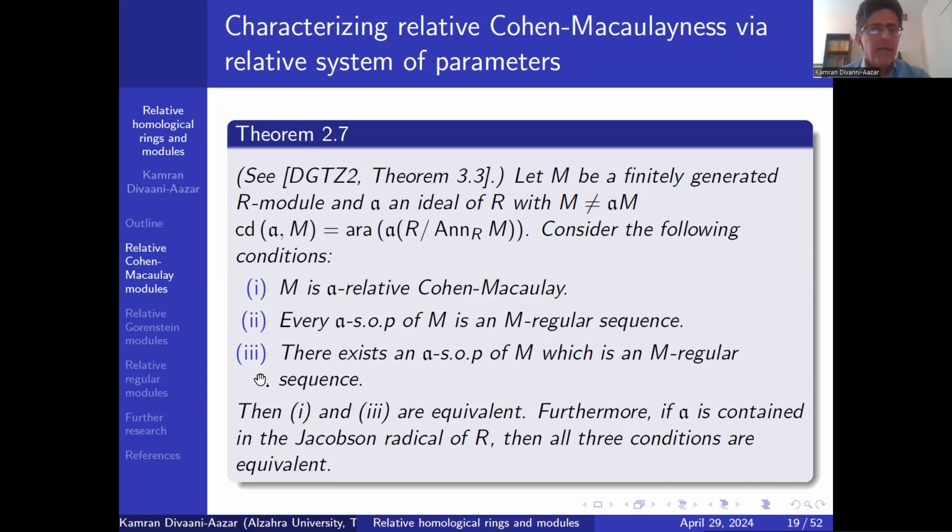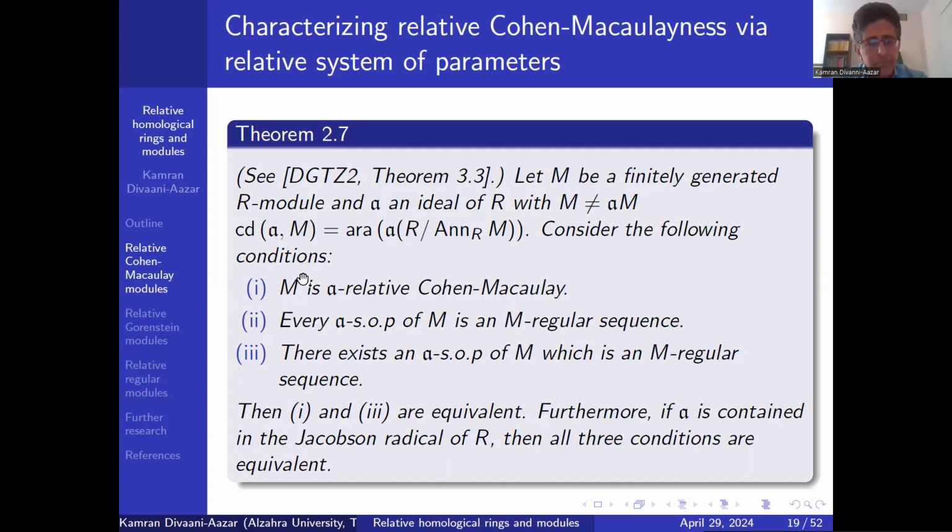So this is similar to one of the characterizations of Cohen-Macaulay rings. We know that a finitely generated module over a local ring is Cohen-Macaulay if and only if every system of parameters of M is an M regular sequence. So this is the analog of that famous characterization.